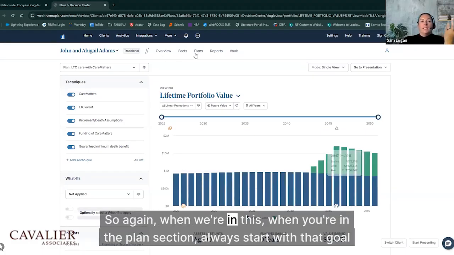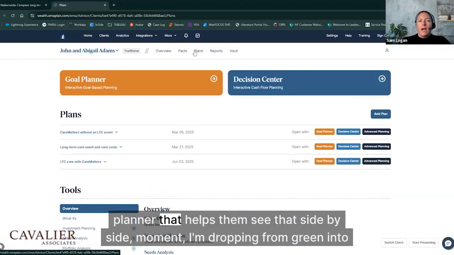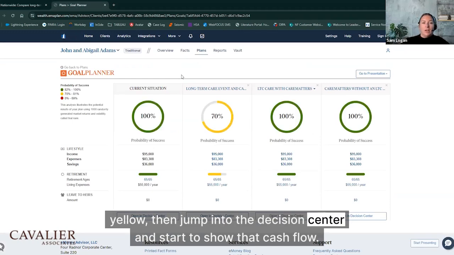So again, when you're in the plan section, always start with that goal planner that helps them see that side-by-side moment. I'm dropping from green into yellow, then jump into the decision center and start to show that cash flow.